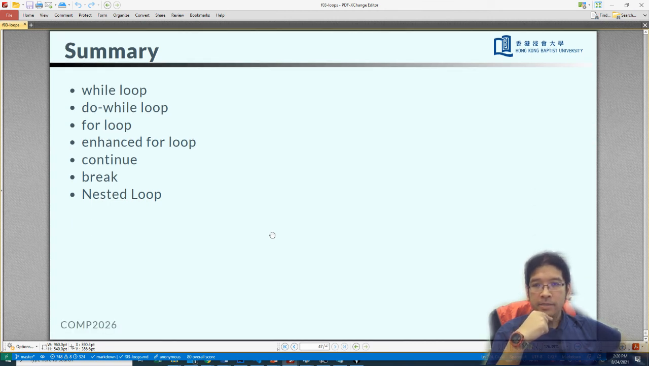So after these, we have really covered the while loop, do while loop, for loop, enhanced for loop, break, continue, and finally we have talked about our nested loop. I hope these will serve you as a very basic concept about loops. We shall do some more practice in our lectures and labs to further enhance your understanding.